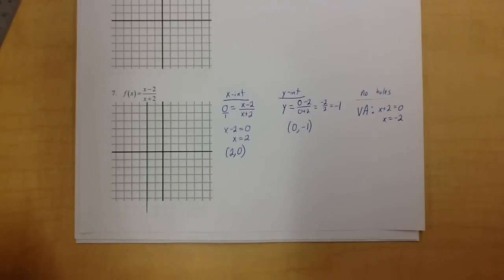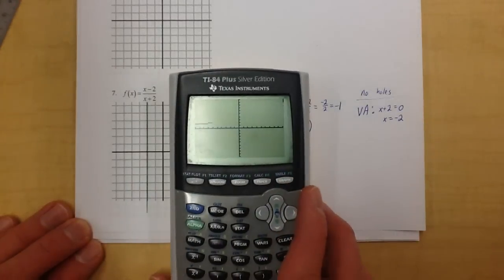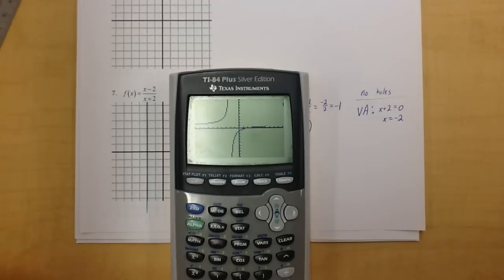Let's see what it looks like before we go any further. (x - 2) divided by (x + 2). And we graph it. See that? Isn't that nice? Yeah, I like that. I like that.